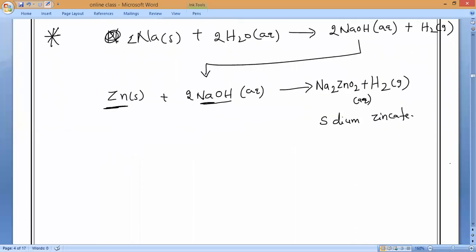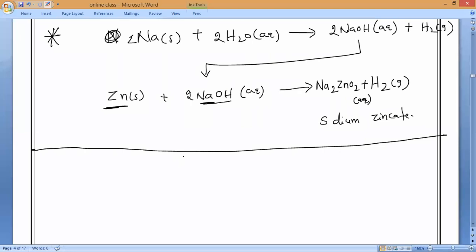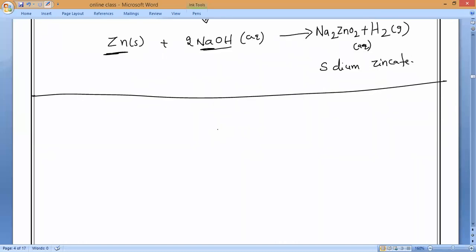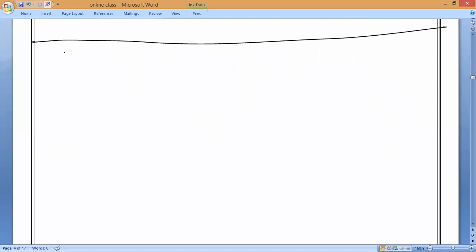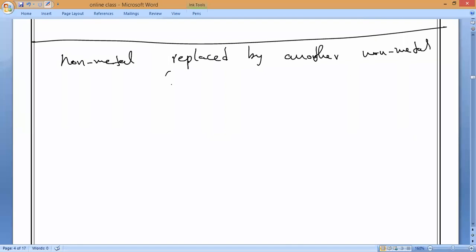So if you take all these examples I am telling you, metals reacting with metal compounds or metals reacting with hydrogen combining compounds like HCl or water, etc. Now, as I told you, what we are going to study, guys, is non-metal replaced by what? Replaced by another non-metal. Replace means displacement only. Do you understand, everyone?